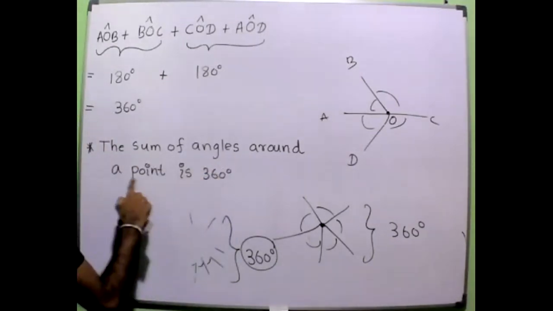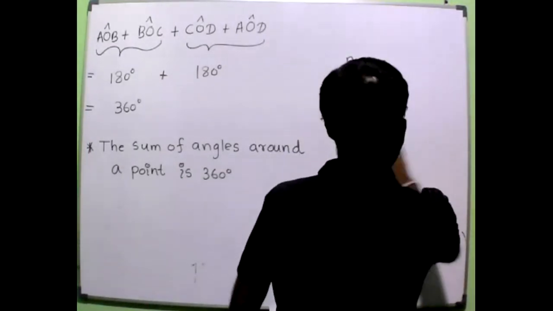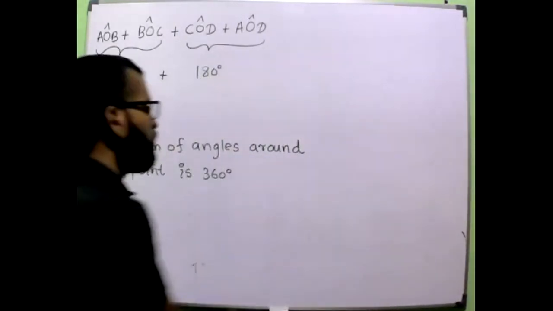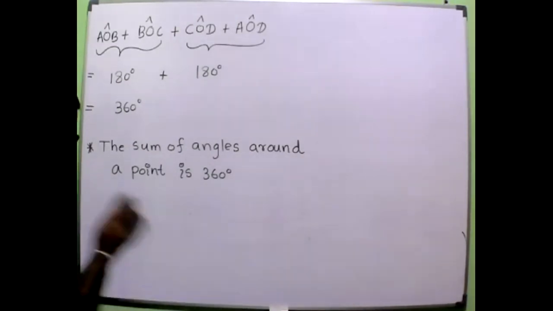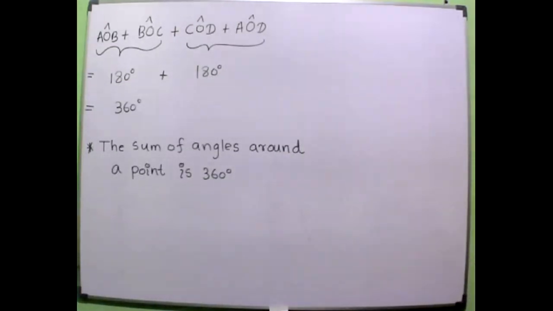Please write this down as well. No need to draw this because previously you have that one. So basically you need to know the sum of angles around a point.